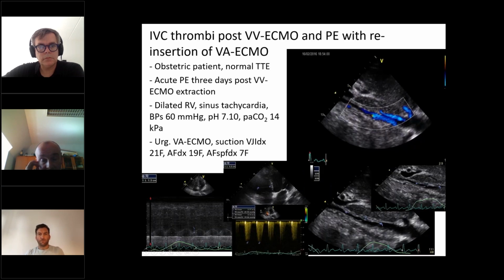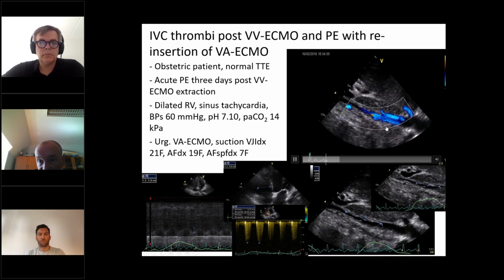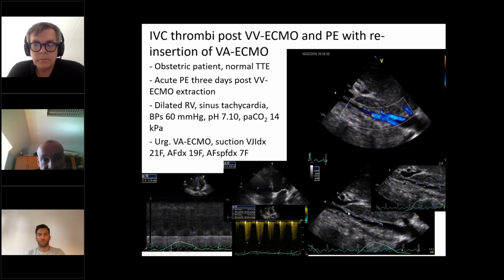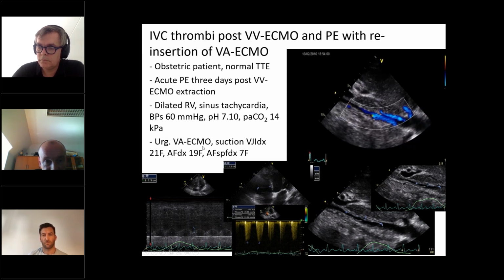The VV ECMO can be extracted by simply pressing the vein. This is an example of a thrombus in the IVC after the extraction of the VV ECMO, and it ended, 3 days later, with a massive pulmonary embolism with a dilated right ventricle and the D shape, and with urgency for VA ECMO, which was immediately installed in this lady. It was like a bridge to recovery, a treatment for the pulmonary embolism 3 days after the VV was extracted.